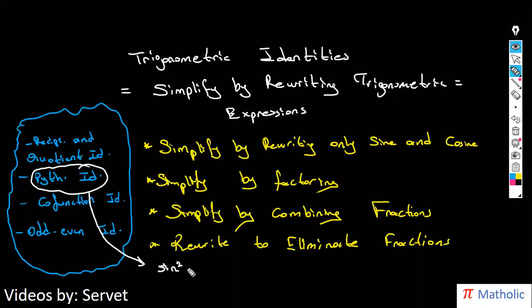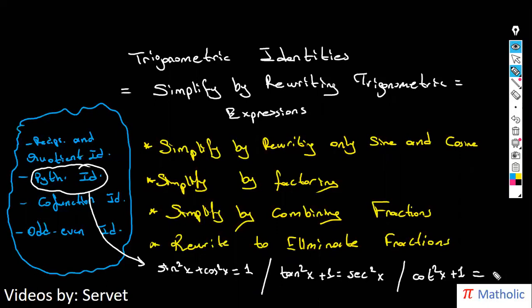We know that sine squared plus cosine squared makes 1, and tangent squared plus 1 is secant squared. Last one is cotangent squared plus 1 is cosecant squared x.